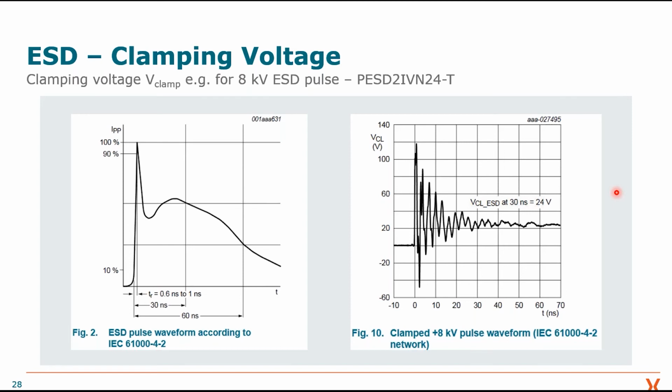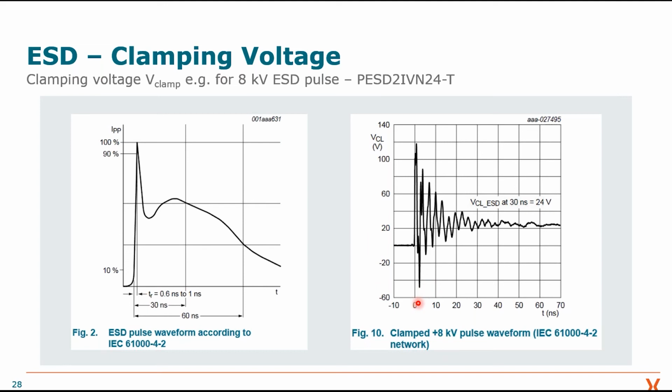This example is based on an 8 kV pulse waveform, and the waveform is according to IEC 61000-4-2. So it's the pulse form Lucas described previously at the beginning of the presentation. If you apply an 8 kV maximum peak voltage pulse on your system, and you are using this ESD protection device, your IC will see this voltage.